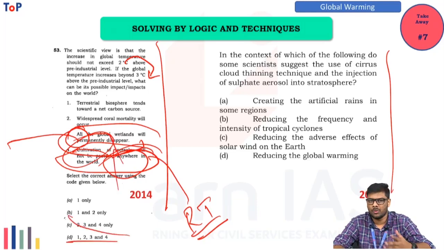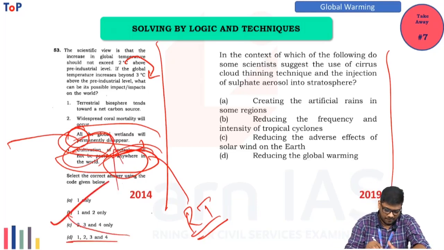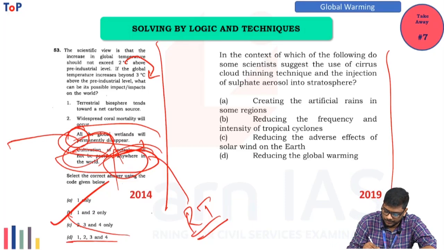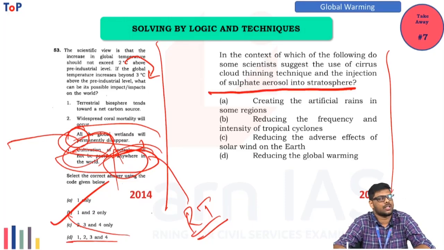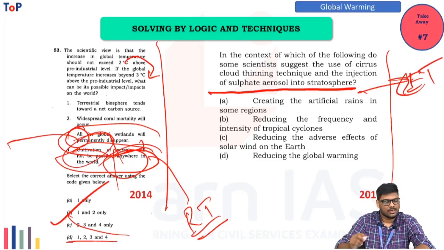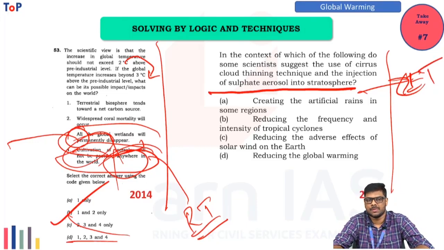2 options are gone. Now only 2 options are left. In it, 1 and 2 are the most logical answers. You can use your common sense to reach the answer. And here also, sulfate aerosol injection into the stratosphere, which is a climatic engineering technology. What is the purpose of sulfate aerosol injection?